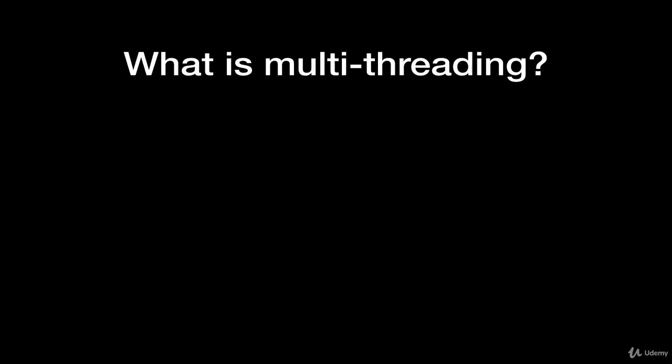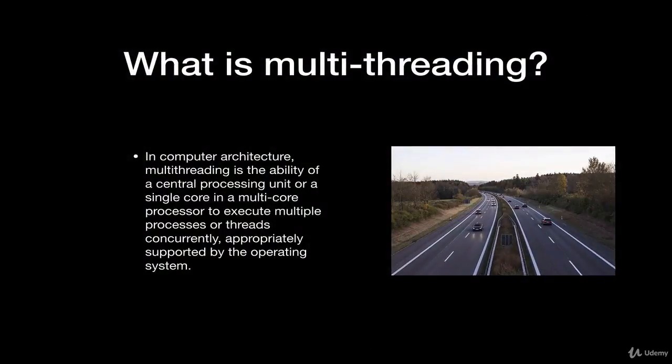So what is multithreading? In computer architecture, multithreading is the ability of a central processing unit or a single core in a multi-core processor to execute multiple processes or threads concurrently, appropriately supported by the operating system.